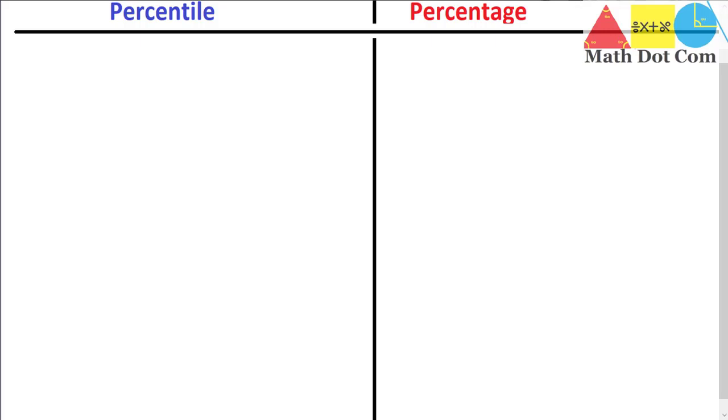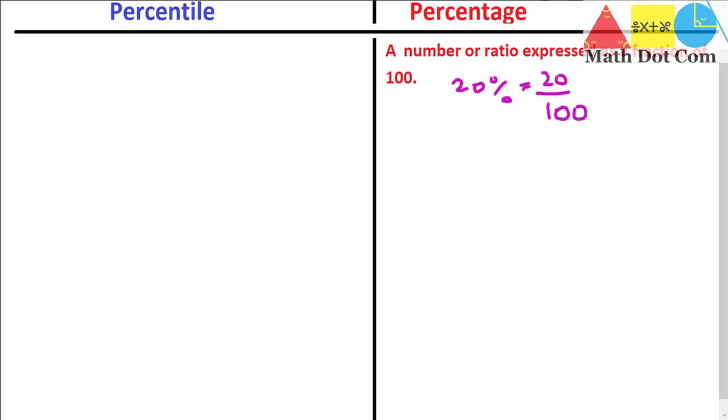So percentage is defined as a number or ratio expressed as a fraction of 100. It means whenever you have to express percentages, it will always have a 100 in the fraction form. How? If I write here 20%, so this is the sign of percentage, 20% will be equal to 20 divided by 100. So in percentage, we will always have 100 in the denominator, or you can say that this percent sign is replaced by 1 over 100. So this is basically a percentage.